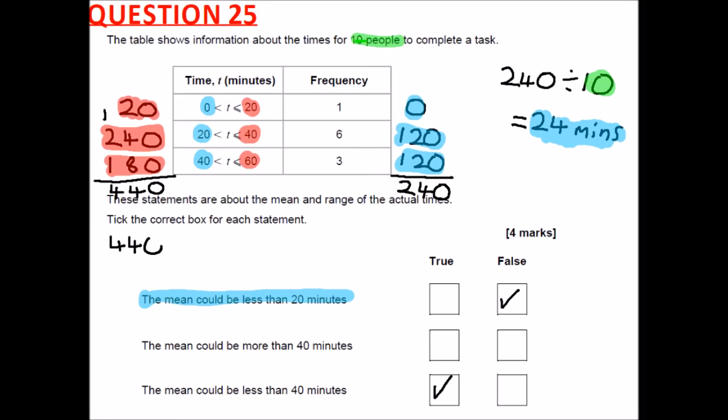So the total maximum mean will be 440 divided by 10, which should be 44 minutes as an absolute maximum. And so looking at the middle one here where it says the mean could be more than 40 minutes, we've just proven that would be true. The mean could be more than 40 minutes, it could be 44 minutes. So there.